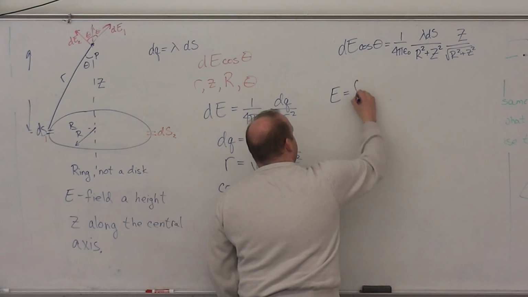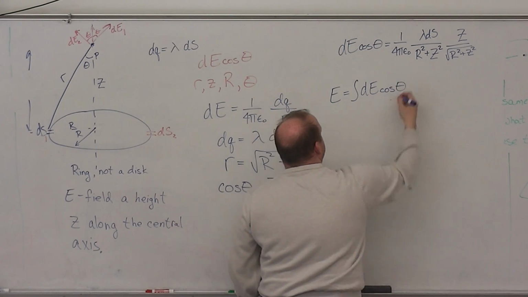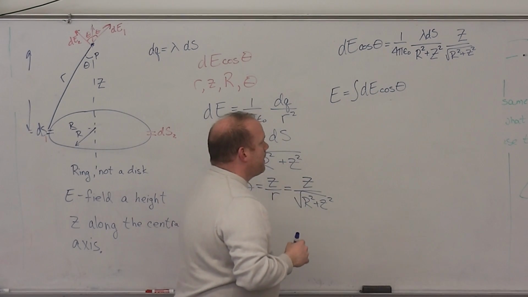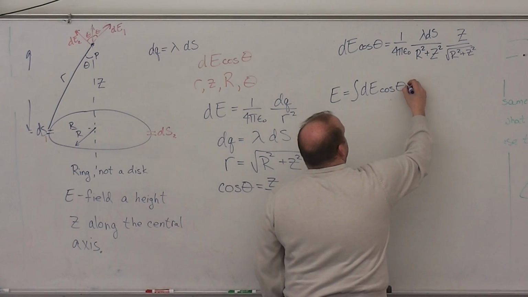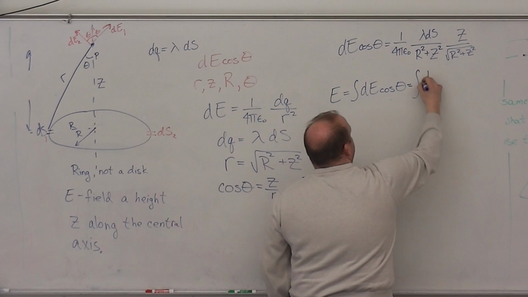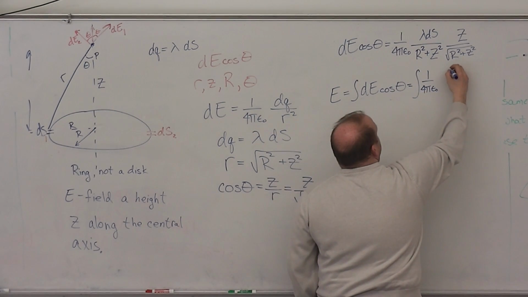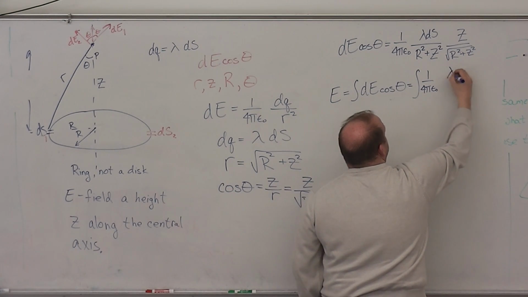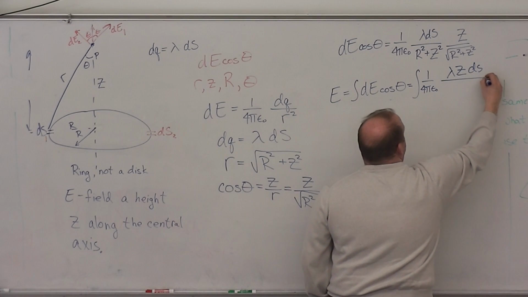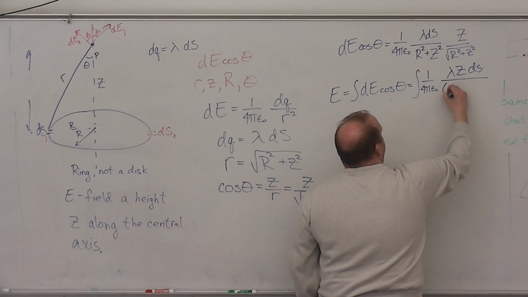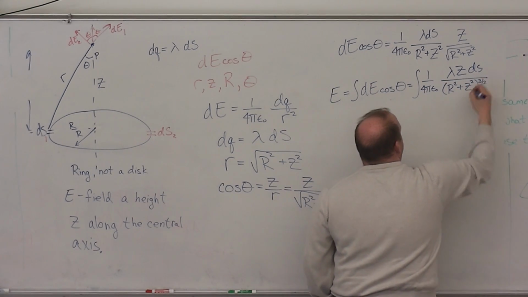Okay. So now my electric field will equal the integral of dE cosine theta, not worrying about limits of integration at this point, because we've got to see what we're integrating first. Which is equal to the integral of 1 over 4 pi epsilon naught. Combine this, lambda z ds over r squared plus z squared to the 3/2 power.